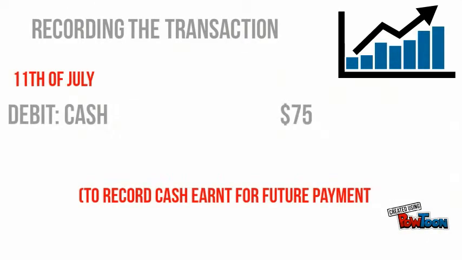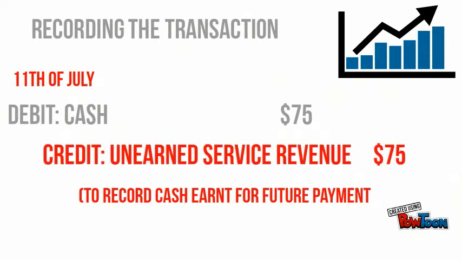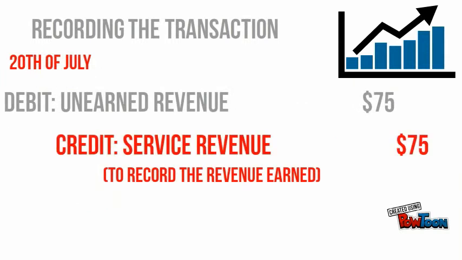In order to record the cash which has been received for the future service, we would debit cash for $75 and credit unearned service revenue for $75. Then, to record the revenue we have earned, we would debit unearned revenue for $75 and credit service revenue for $75. This successfully shows an adjusted journal entry.